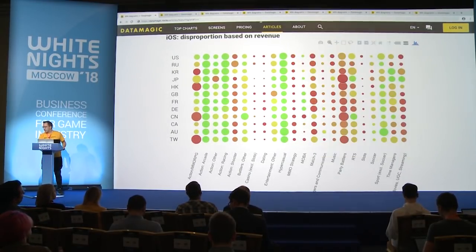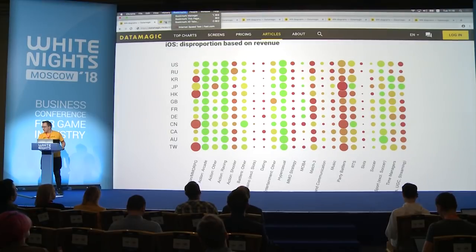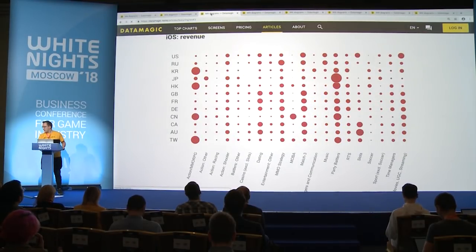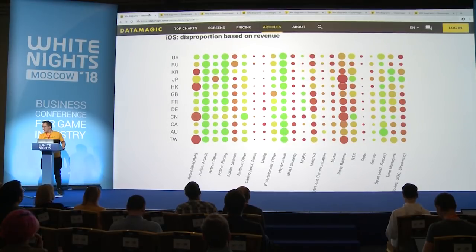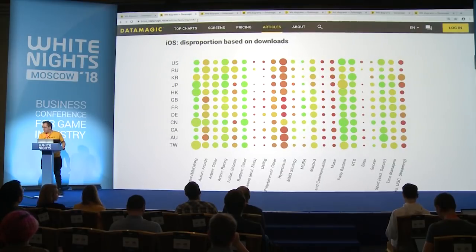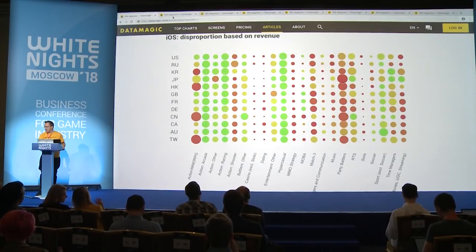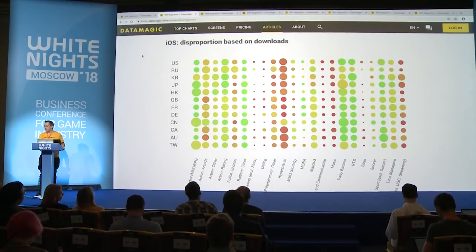Let's compare it to downloads-based analysis. You see that circles, revenue, downloads. Oh, give me a second to just explain. So you see that circles are of the same size, because the size of the circle stands for share of featuring, but the colors are absolutely different.